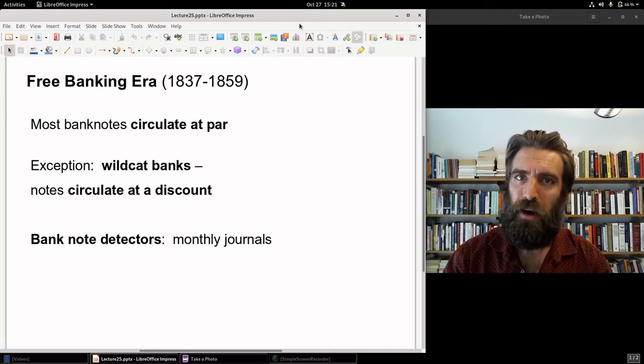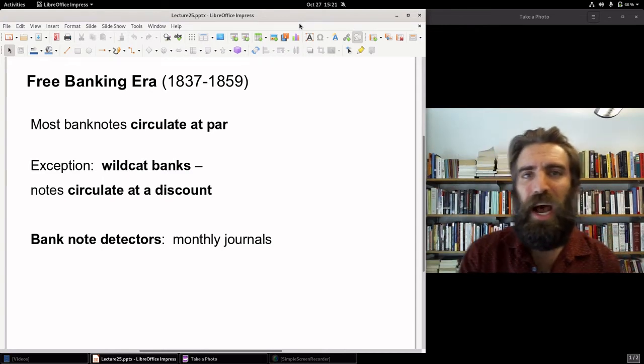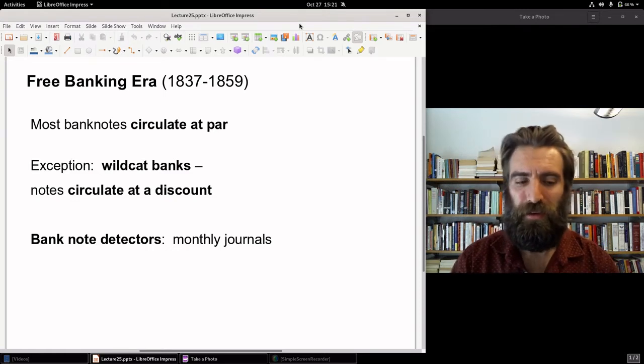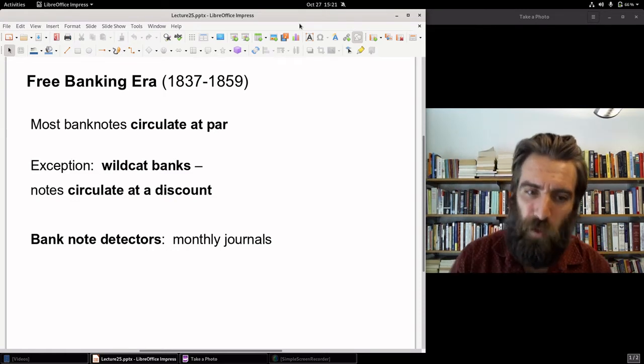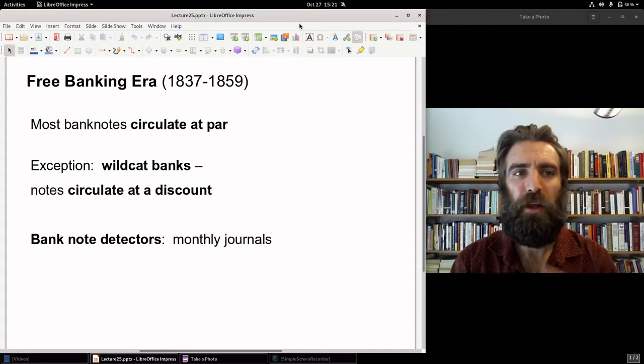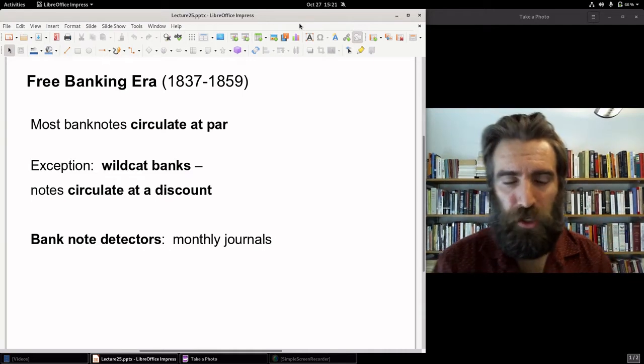Your average American living in New York or Philadelphia or in Charleston did not really discriminate much. They got a banknote, they saw it, they probably had seen this bank before. For the most part, they trusted that this was a $5 note and would circulate it at $5. Okay? There are some exceptions.